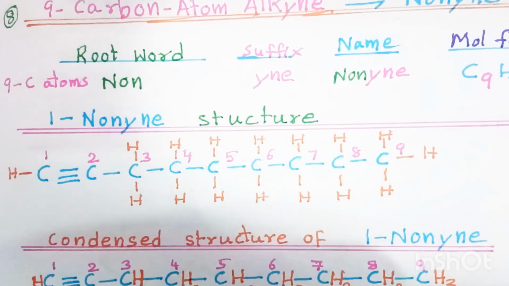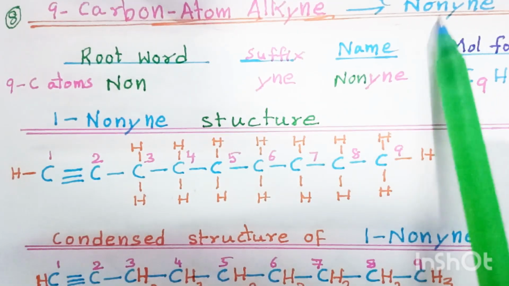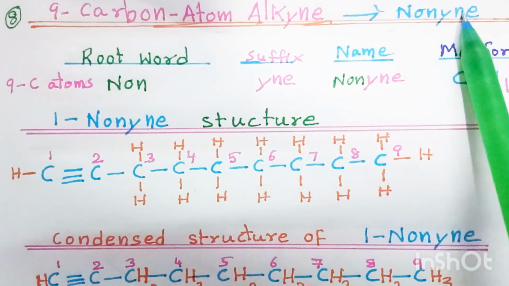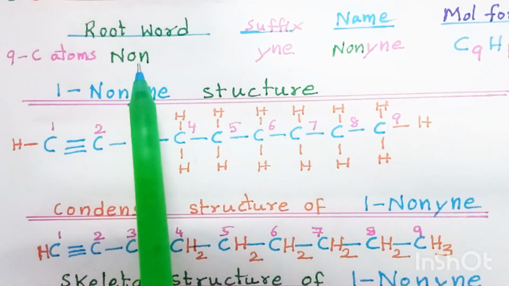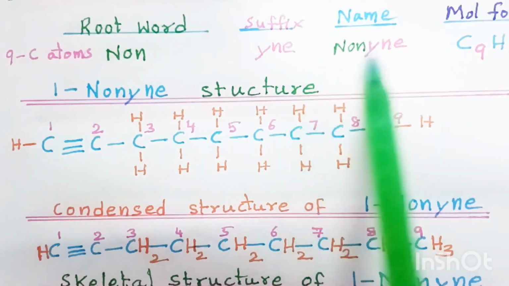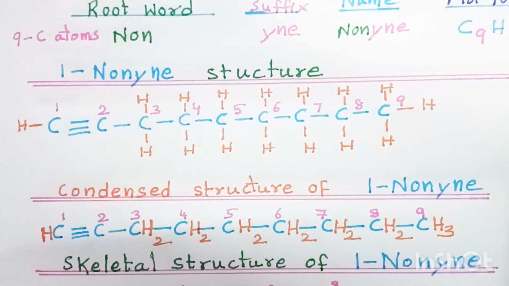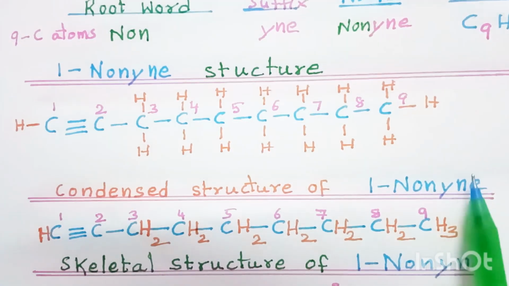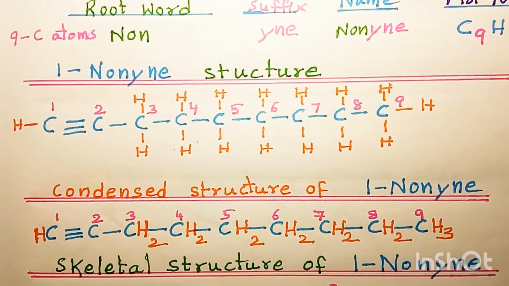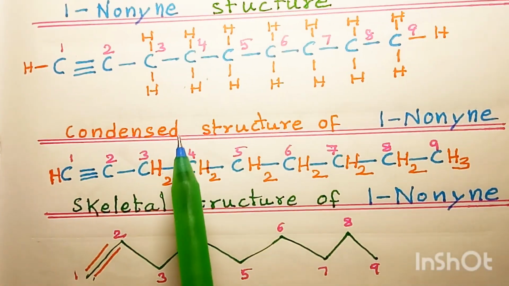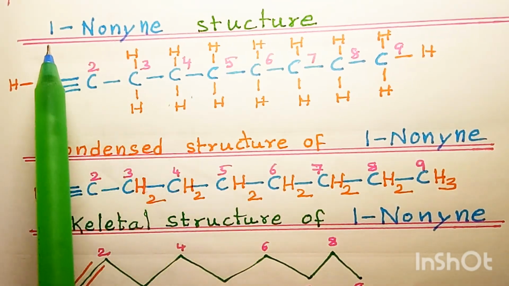The next member is the 9 carbon atom alkyne. Since it is having 9 carbon atoms, it is called nonyne. 9 carbon atoms means non, suffix is "-yne", name is nonyne. Formula is C9H16. So this is nonyne.